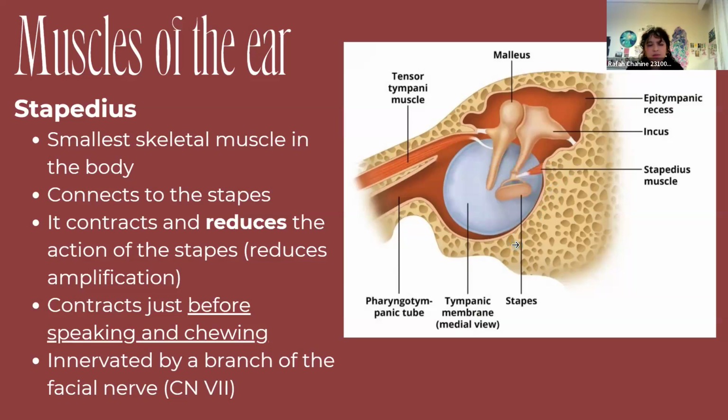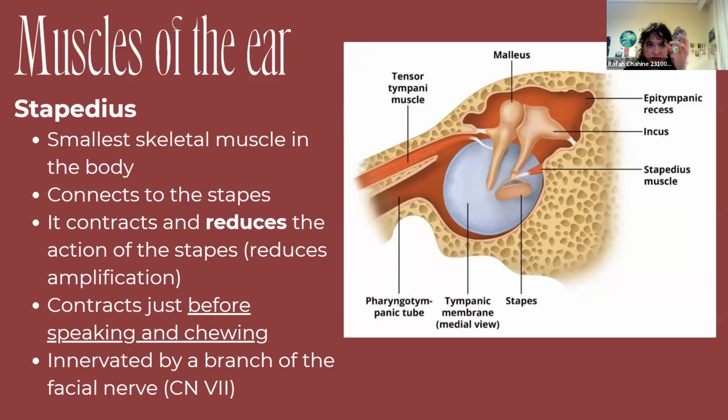Now, it connects to the stapes, and when it contracts, it will reduce the action of the stapes on the oval window, okay? So, in order to understand how this works, we need to know that to begin sound transduction, the sound waves are going to hit the eardrum, yes? Once they hit the eardrum, it's going to start vibrating. When it vibrates, the malleus will vibrate the incus, and then that will vibrate the stapes. The stapes will hit on the oval window. In case you don't know, the oval window is a direct connection from the middle ear cavity to the inner ear.